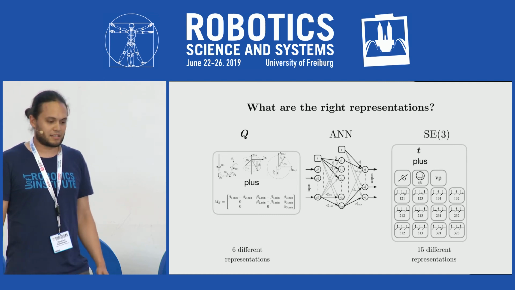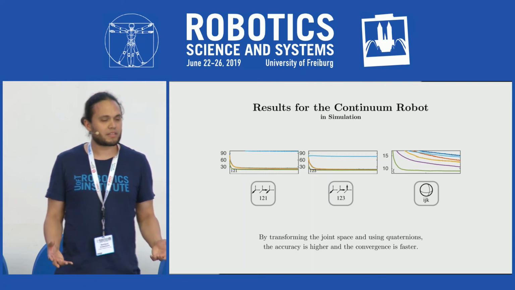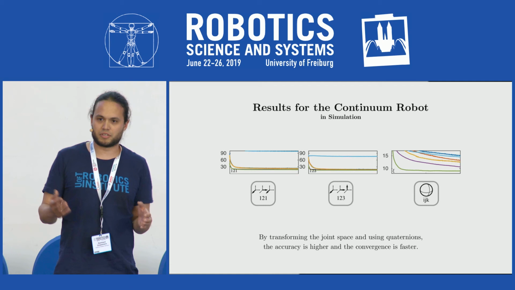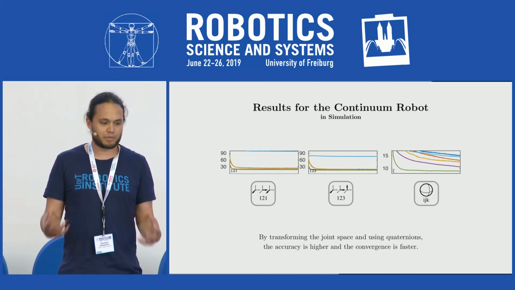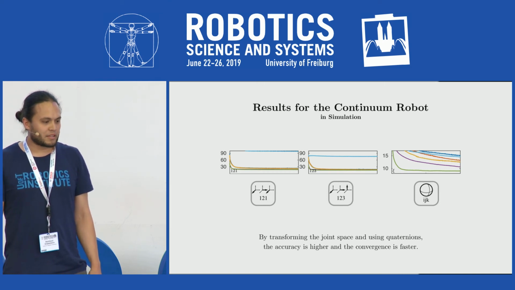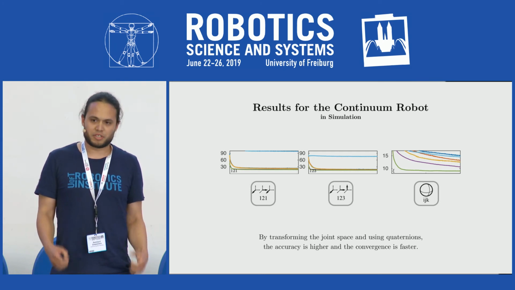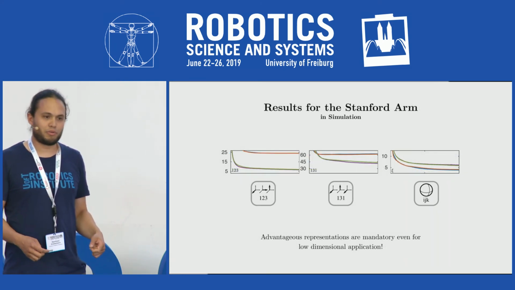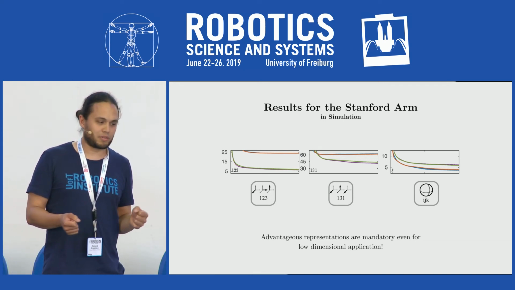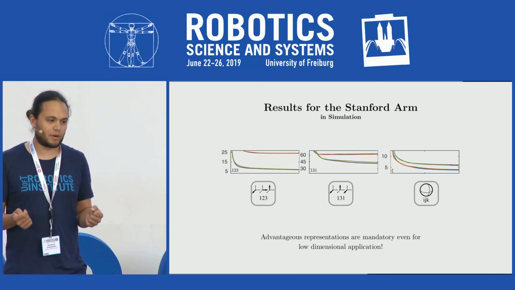but let me highlight some of these results. Here you can see by transforming the joint space, you can achieve higher accuracy, and the convergence is much faster. And if you apply quaternions, you can further reduce the error. This is not only true for our kind of robot, which is, broadly speaking, really complex. This is also true for, let's say, low-dimensional applications. In this case, we also apply this to forward kinematics for a Stanford arm.